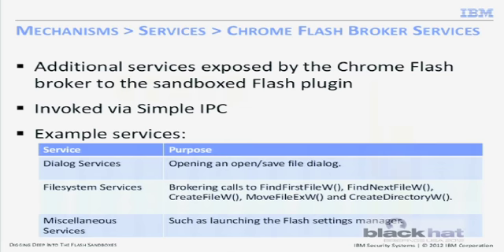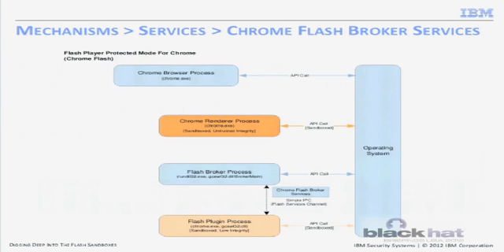The third set of services we'll discuss is the services exposed by the Chrome Flash Broker process. These are callable by a simple IPC and are callable by the Sandbox Flash plugin. Example services are dialog services for open and save dialog box, file system services for brokering calls to specific Windows file system related APIs, and miscellaneous services such as launching the Flash Settings Manager. To visualize, the Flash Broker process exposes the Chrome Flash Broker services to the Flash plugin process via a simple IPC connection here.